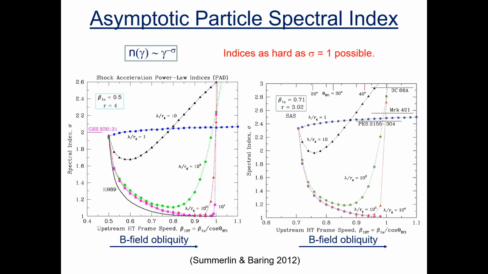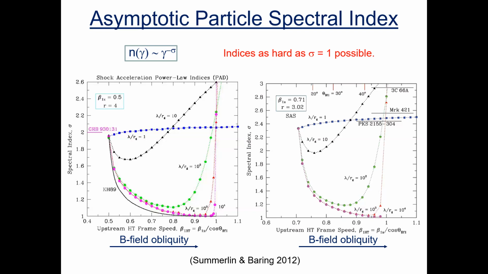So illustrated here, for the x-axis, we don't need to worry about what that actually is. It's essentially the obliquity of the magnetic field. So the further to the right we go, the further the magnetic field is tilted against the shock front. And plotted against that is the spectral index of the non-thermal particle distribution that is produced by diffusive shock acceleration. And really the takeaway point here is that pretty much anything from 1 up to 2, 3 can be achieved here. So depending on what the actual configuration is, you can get particle spectra as hard as E^-1.